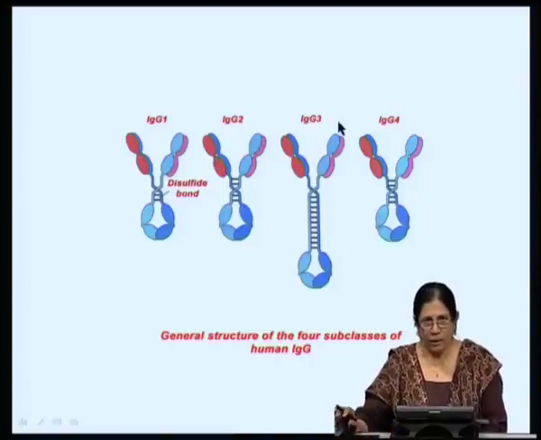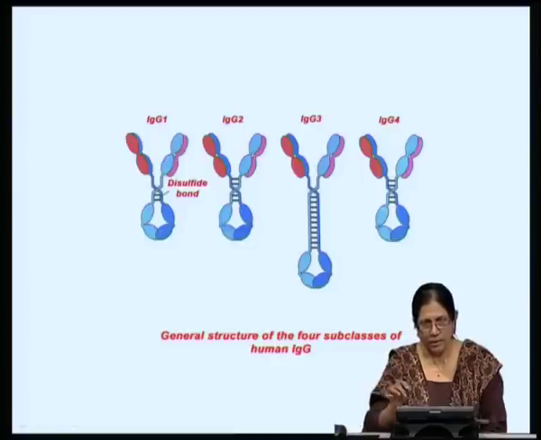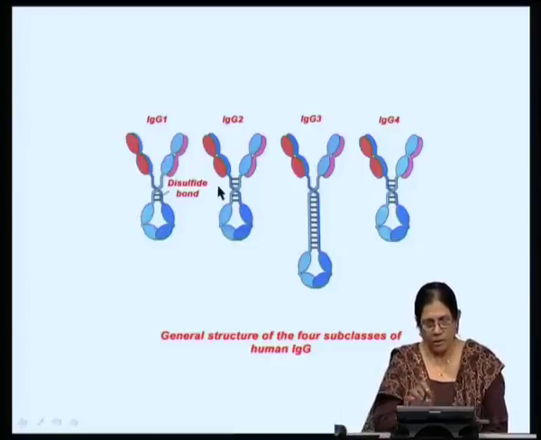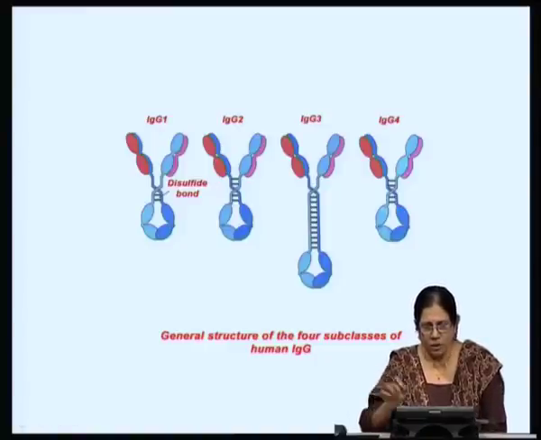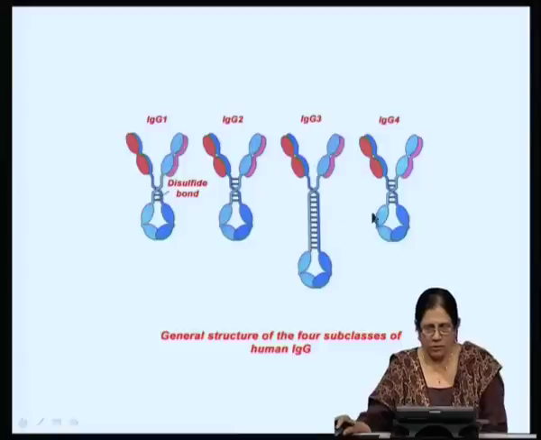Now, therefore, one can have reagents or antibodies which can recognize IgG1, but not the others, and so on. So, one can generate isotype specific antibodies. Now, these are isotypes of IgG.